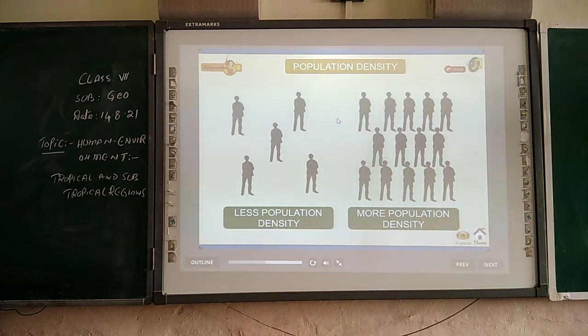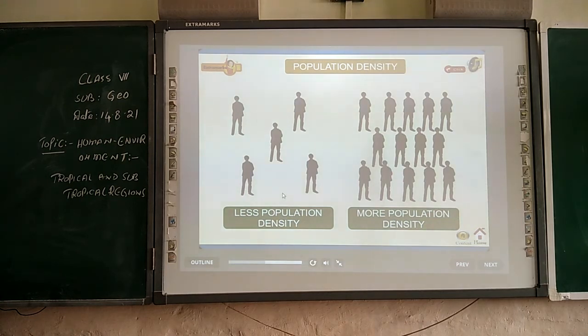See, if you take the population density, here less population density and more population density. Less population density is sparse population, very low population, whereas in more population, the dense population, generally there will be more. But why? Here, the population is unequally distributed. What are the factors behind that? Let us discuss the factors. What are the reasons for having a less population density? And what are the reasons for more population density?